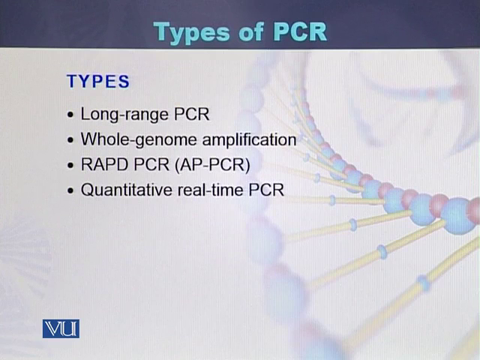Quantitative real-time PCR is the latest type of PCR in which we can quantify or check the amplification of the DNA while the PCR cycle is going on. So while performing the PCR, we can check the quantity of the DNA. This type of PCR is called quantitative real-time PCR.